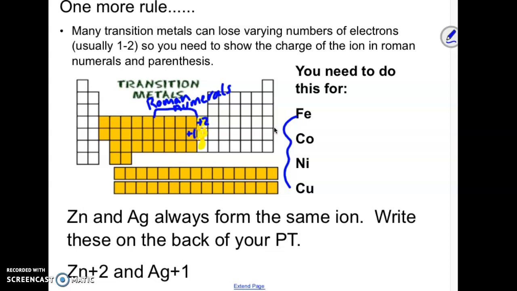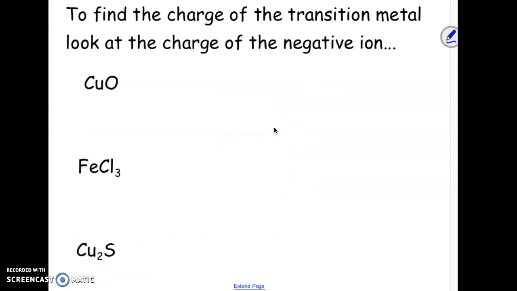Okay? So how this is going to happen: to find the charge of the transition metal, you're going to look at the charge of the opposite ion. This one is named copper oxide, because Cu is copper, and oxygen is oxide. But when we're naming these, the transition metals get a Roman numeral in between the two names. That is because copper can have different amounts of valence electrons, so it can have different charges. So we need to figure out what is the charge of copper.